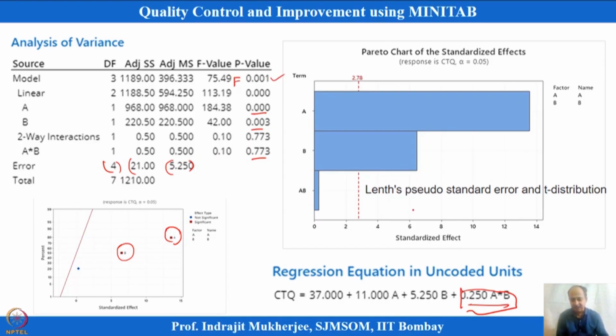Okay, so Lenth's pseudo standard error, I told that this is the thing that is used to find out these cutoff values over here, 2.78, and anything beyond that, that effect has statistical significance. That is what the formulation says, and that way we have seen.